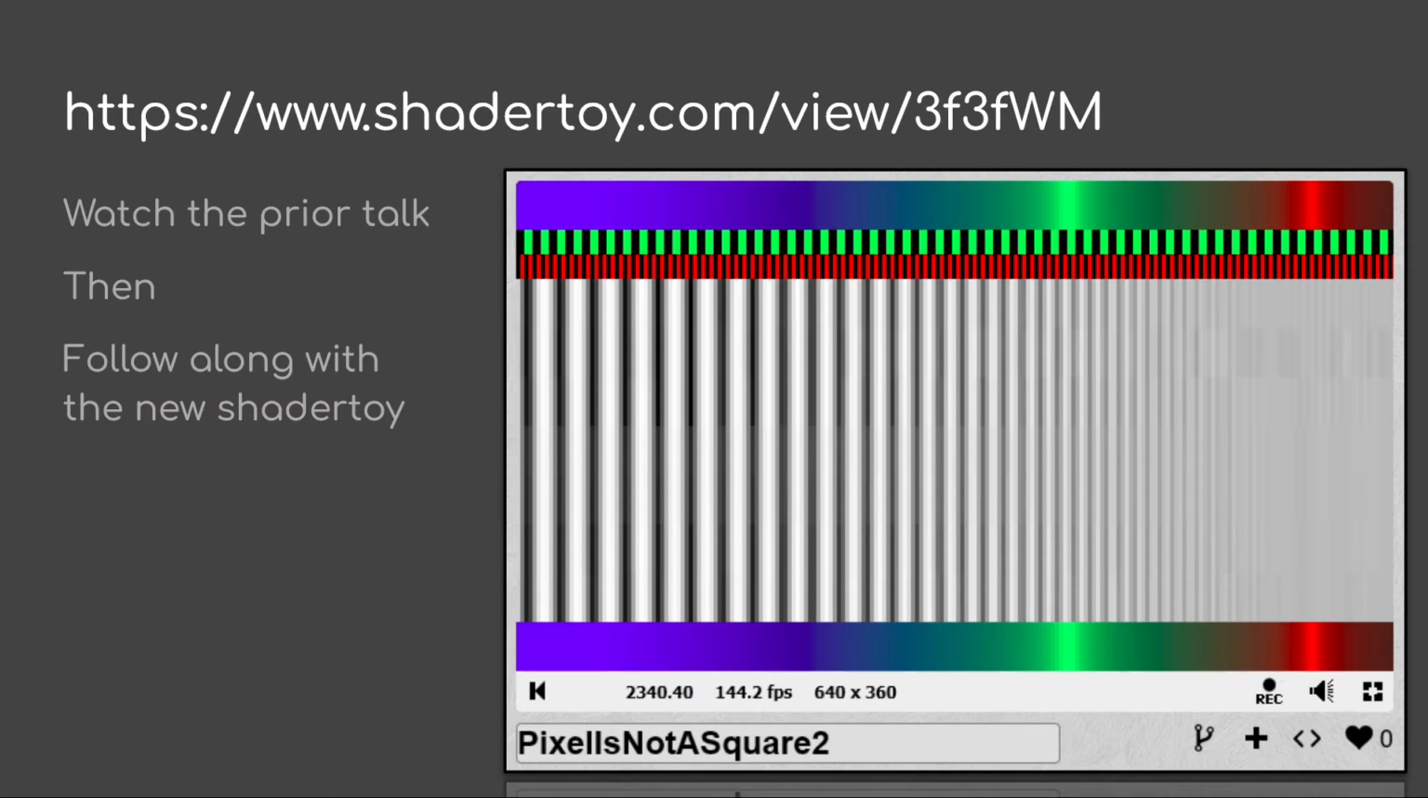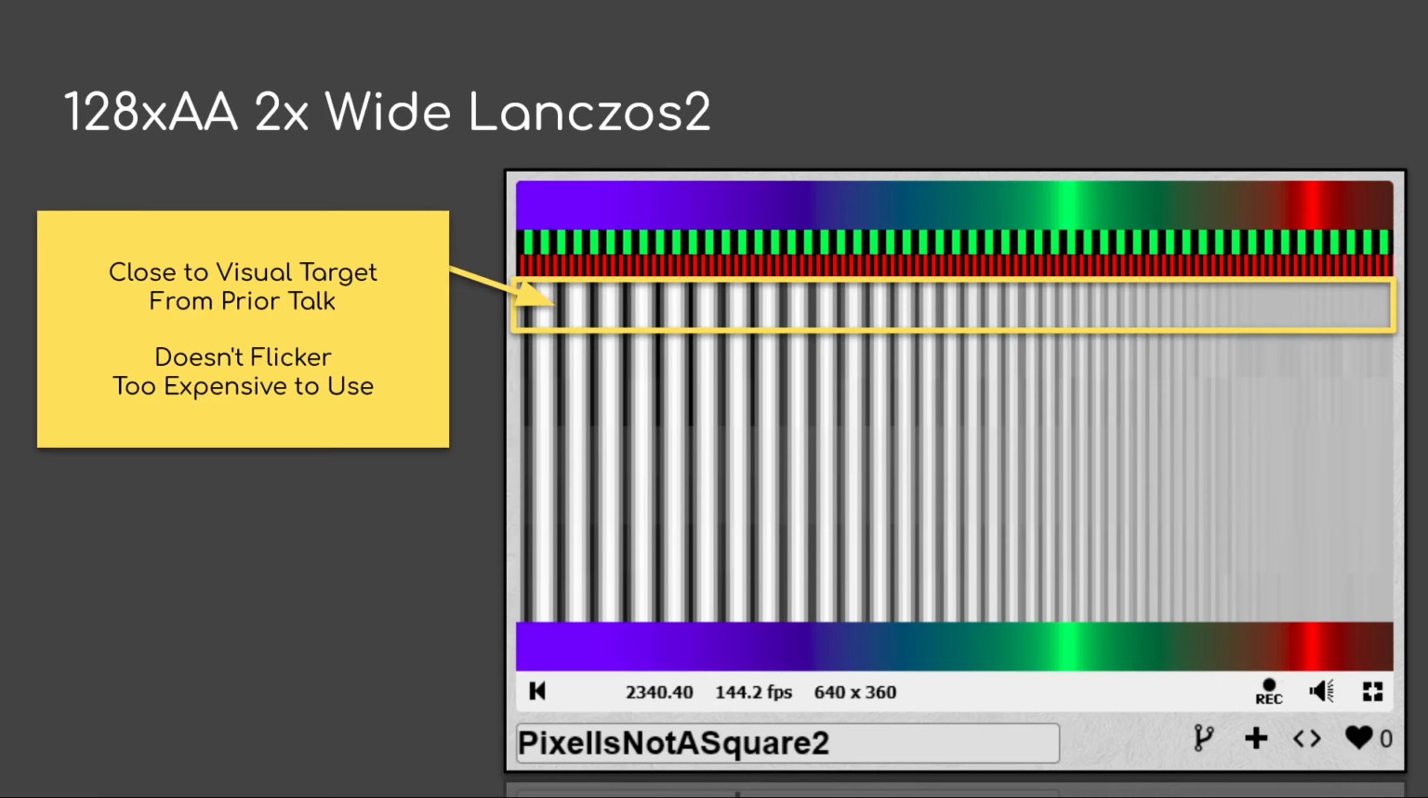So like the last one, this one has an associated shader toy. I'd suggest following along. I'm not going to show the thing live because of the video compression artifacts. You'll have to watch the other video to get an idea of some of the background here, so I'm not going to duplicate that stuff. This first row is 128X MSAA, which doesn't exist, using a 2x wide Lanczos 2. In other words, it is going to prune frequencies around Nyquist. This was the last one in the prior talk. It doesn't flicker, but it's too expensive to use.